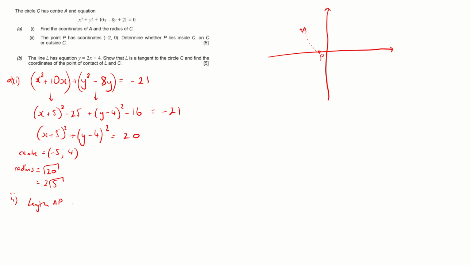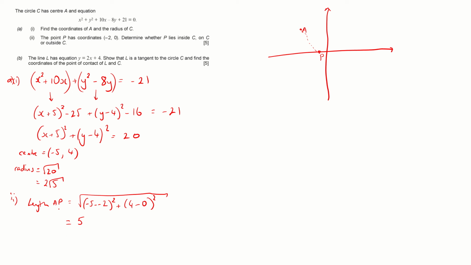To work out the length between 2 points, we need those 2 coordinates, which we have. Stick them into this. A and P, so we have minus 2 and 0 for P, and we have minus 5 and 4 for the center, so that's going to be minus 5 take away minus 2, squared, plus 4 take away 0, squared. 9, 16, that comes out to be 5.